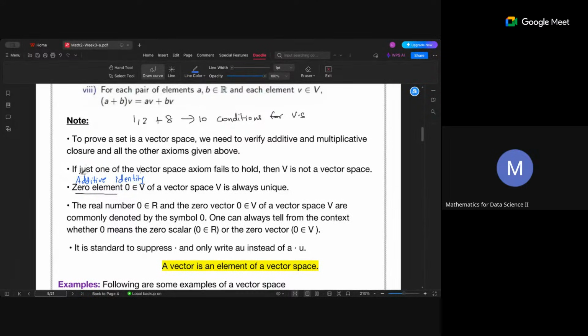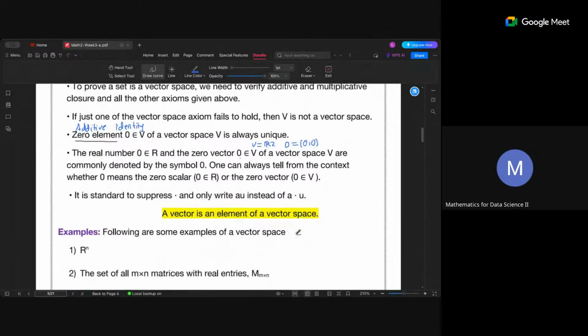Why I am specifying it as additive identity, you will know later. The 0 in R and the vector 0 in V of a vector space are commonly denoted with the same symbol. Here this is a number, but this is a vector. Suppose your V is R2, then this 0 is actually (0, 0). So from the context, you should be able to tell whether it is a scalar or a vector.